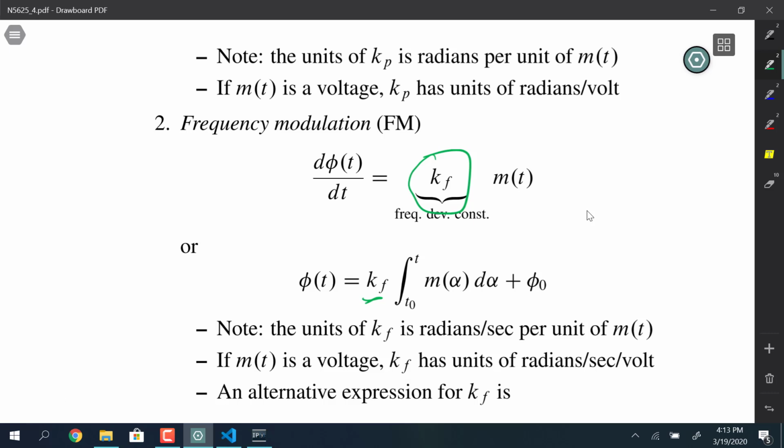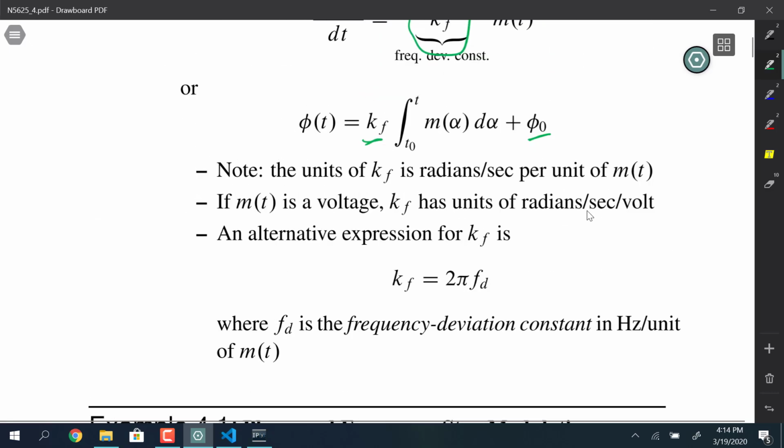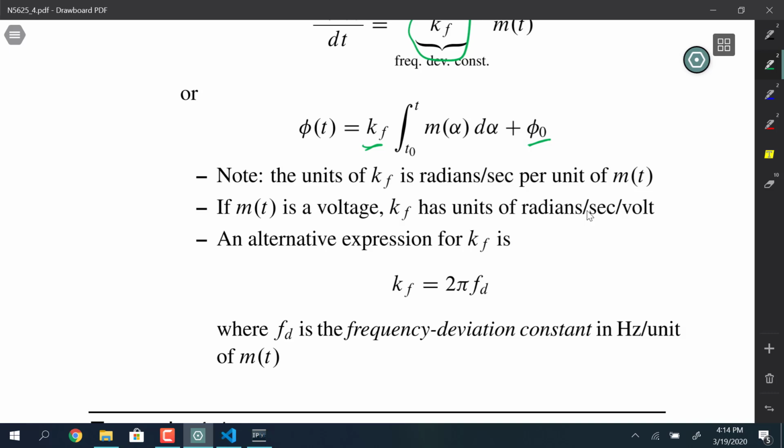And then to be mathematically sound, there should be an initial phase state that corresponds to where the phase was at some time t0. And the units of Kf are radians per second per volt. And when we actually get into looking at a modulator here for FM, we'll break Kf down into 2 pi Fd, where Fd is the deviation constant in hertz per unit of m of t.